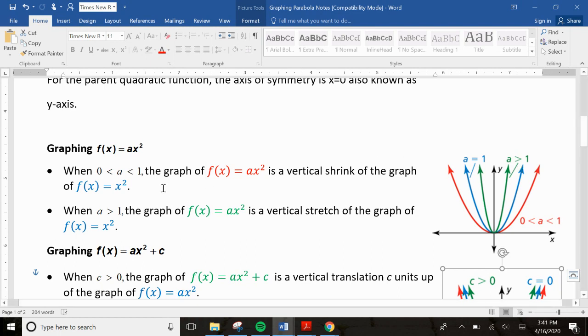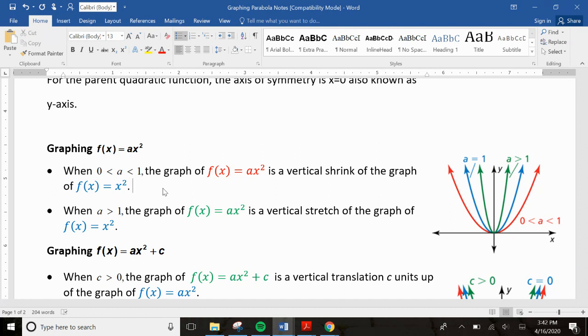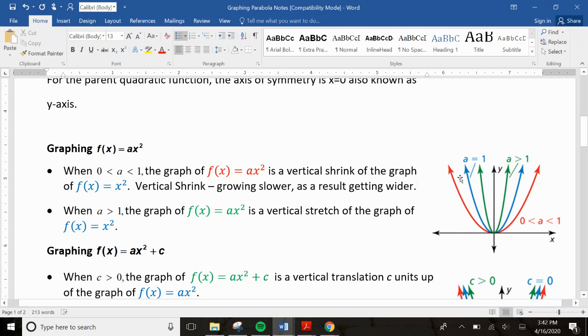So in other words, and something that we can write in to help us here, a vertical shrink really means, let me see if I have enough space here. A vertical shrink, we can think of that as growing slower, which as a result is getting wider. So in this case, the vertical shrink means that it's getting wider. And if we compare our original, our parent function in the blue, with our fractional coefficient of x squared, when a is a fraction, we can see that the red graph is getting wider.